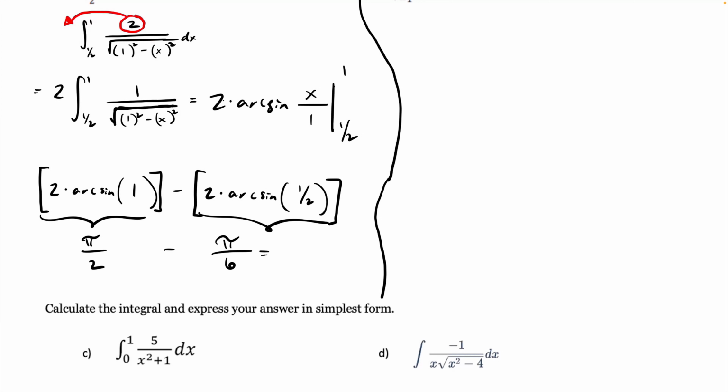So common denominators. So 3 pi over 2, or sorry, pi over 2 is the same thing as 3 pi over 6, right? Where did the 2 go? What are you talking about? The 2 times arc sine of 1.